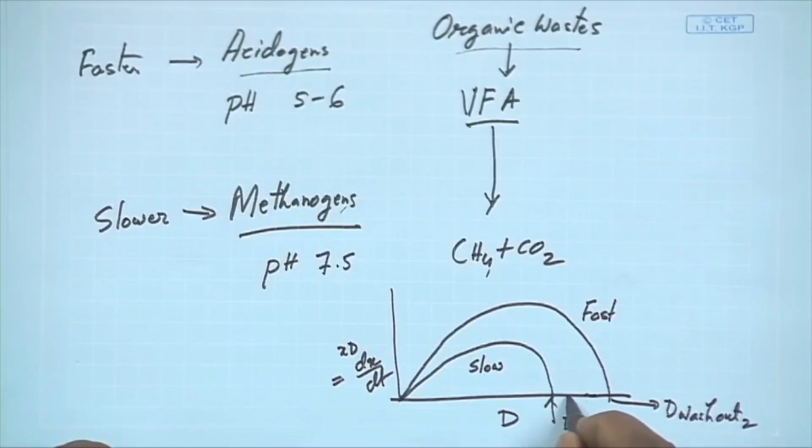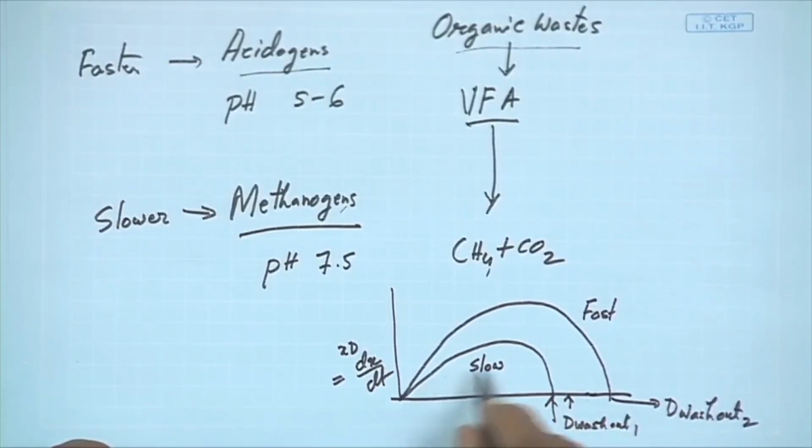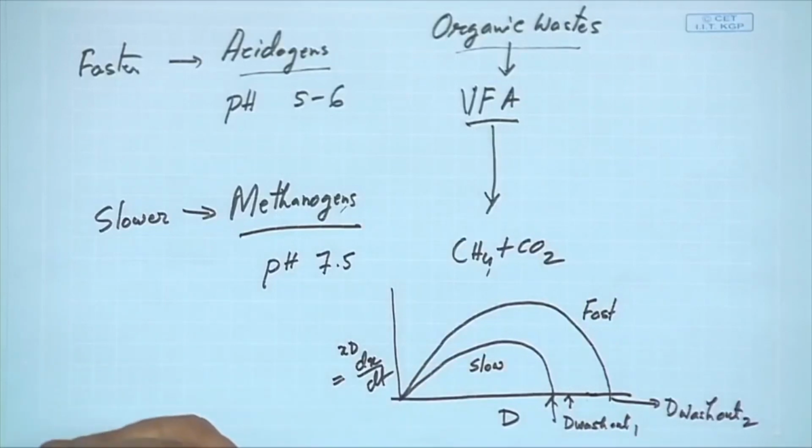So, if we maintain the dilution rate here, we can easily wash out the methanogens from the culture. You can do it very easily. So, we can produce the acidogenic culture and the methanogenic culture separately. Methanogens we can develop by taking the mixed culture and putting in a selective substrate. We put only volatile fatty acid as a substrate in the reactor, so that only methanogens can grow, because methanogens can only convert the volatile fatty acid to methane and carbon dioxide. So, we can segregate the culture like this.